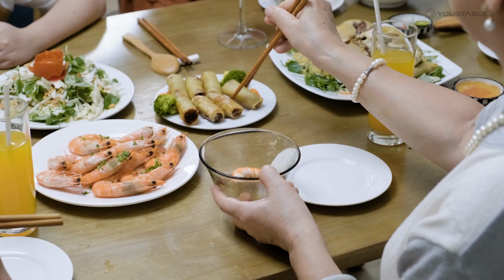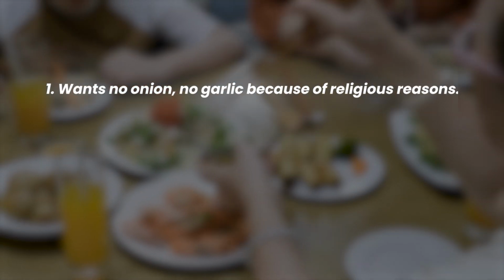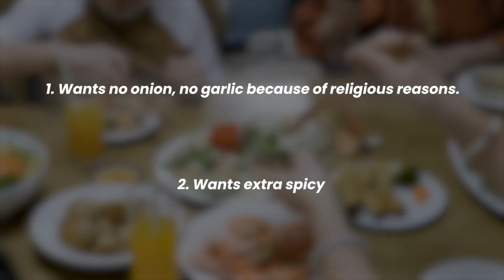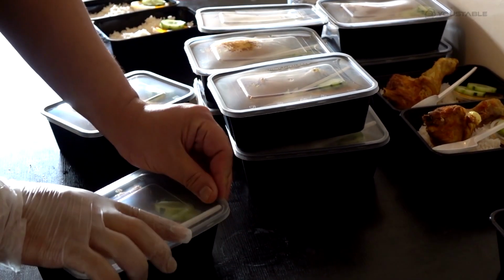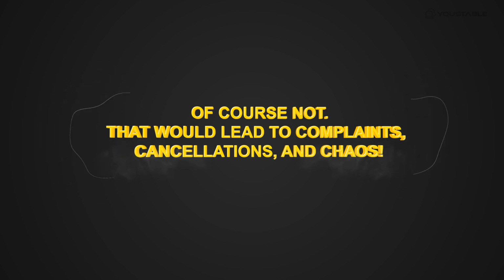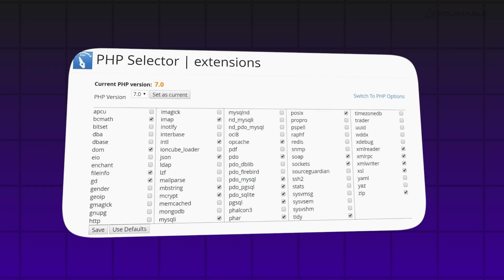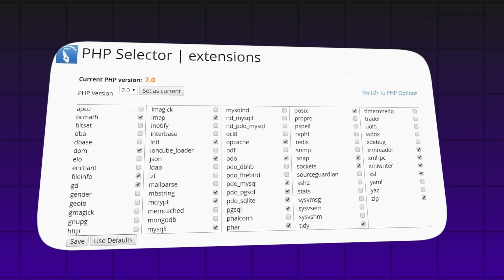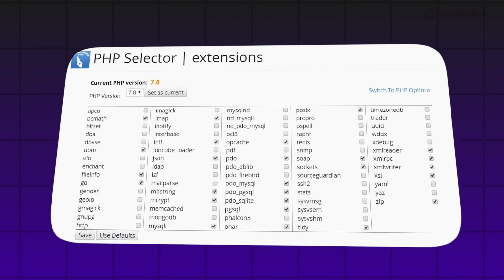Every customer has a different taste and diet. One wants no onion, no garlic because of religious reasons. Another wants extra spicy. Now think, will you send the same food to them? Of course not. That would lead to complaints, cancellations, and chaos. That's exactly what happens when your hosting uses just one PHP version for all websites in one account.